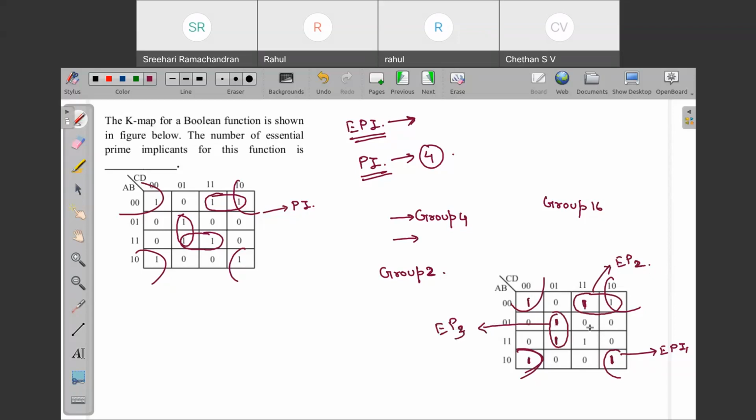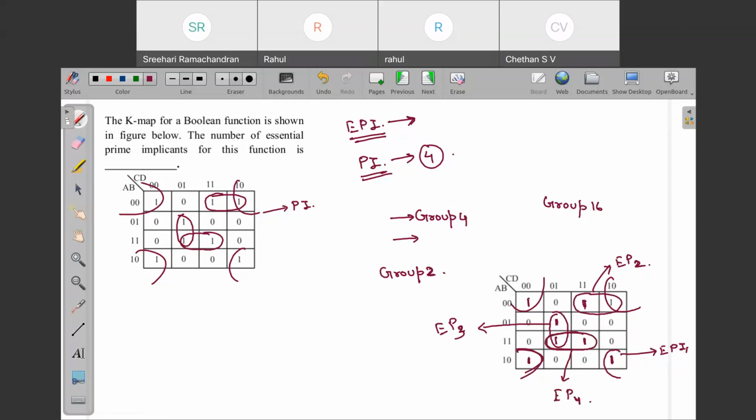Now look at this one. This one has two options. Either it can make a group of 2 with this, or it can make a group of 2 like this. So this is not an essential prime implicant due to this group. But look at this one. This one has only one option, to make a group of 2 with this one. So this is your fourth essential prime implicant. So essential prime implicant 4.